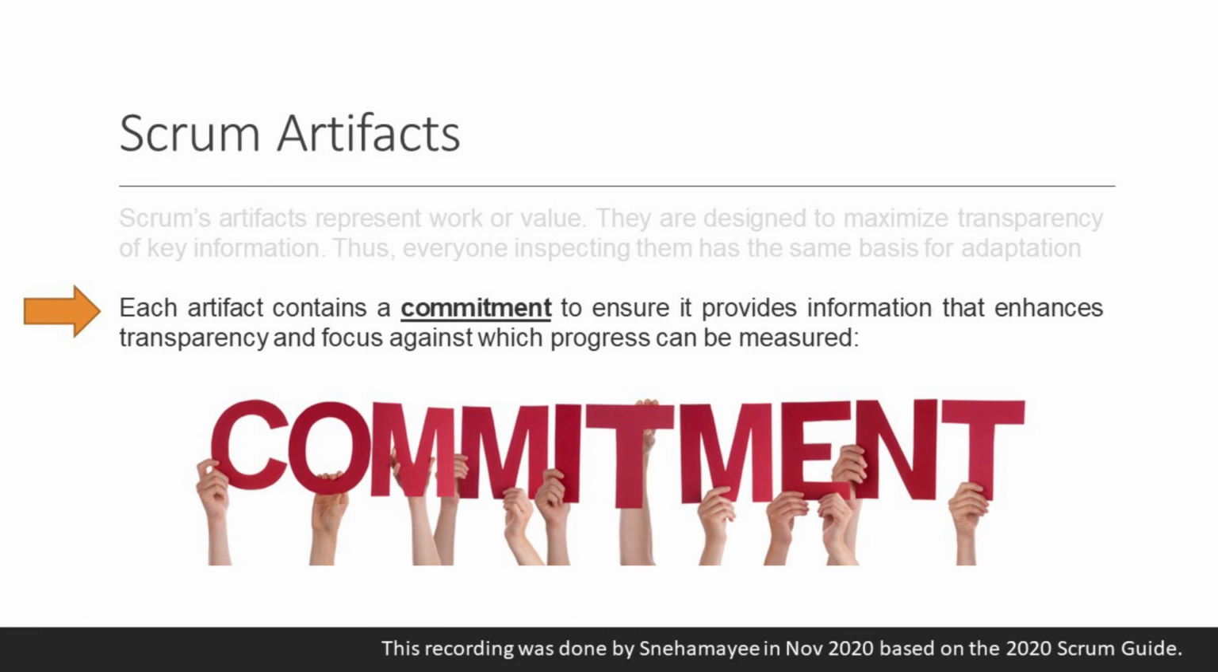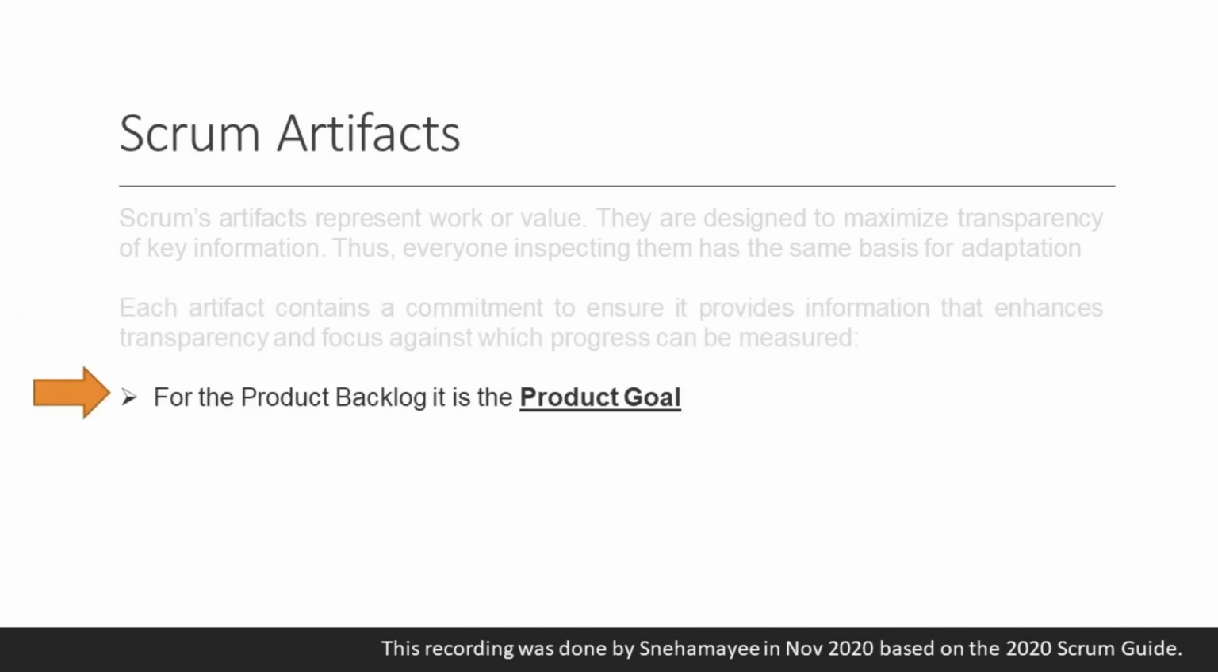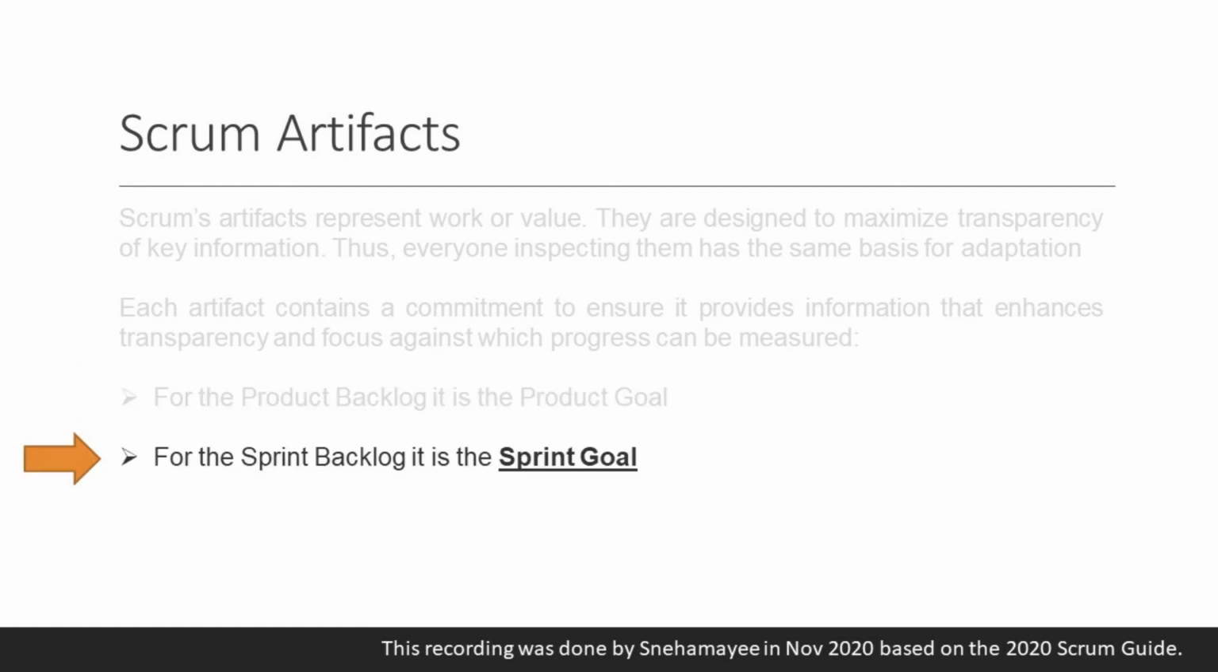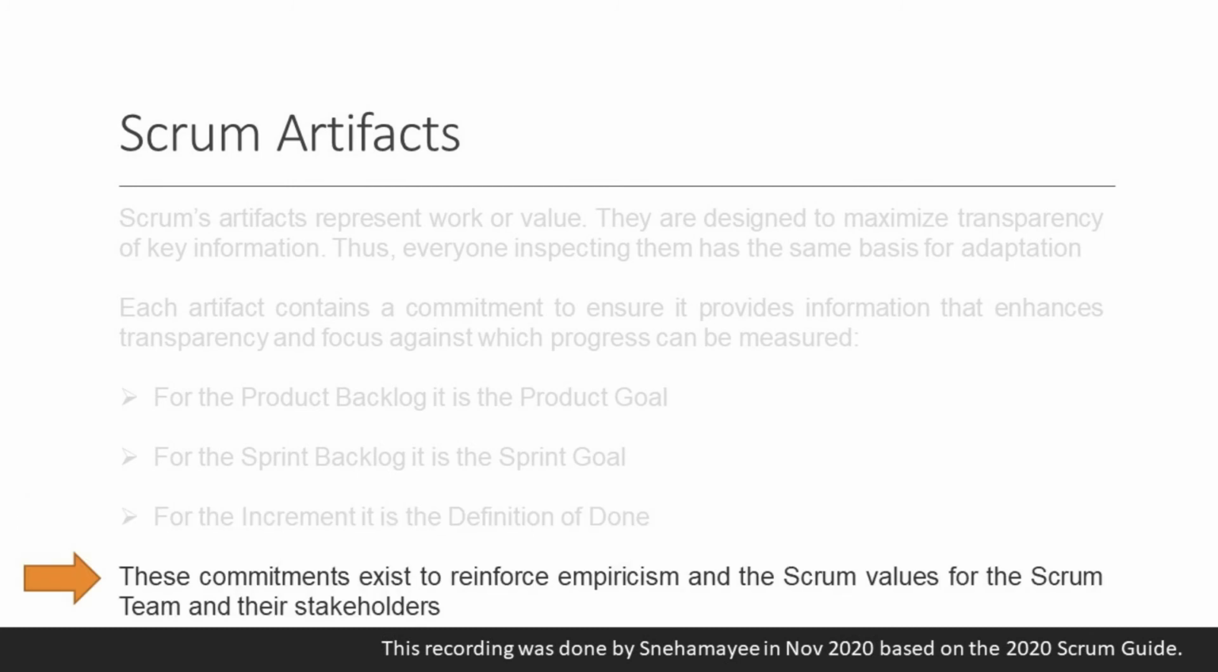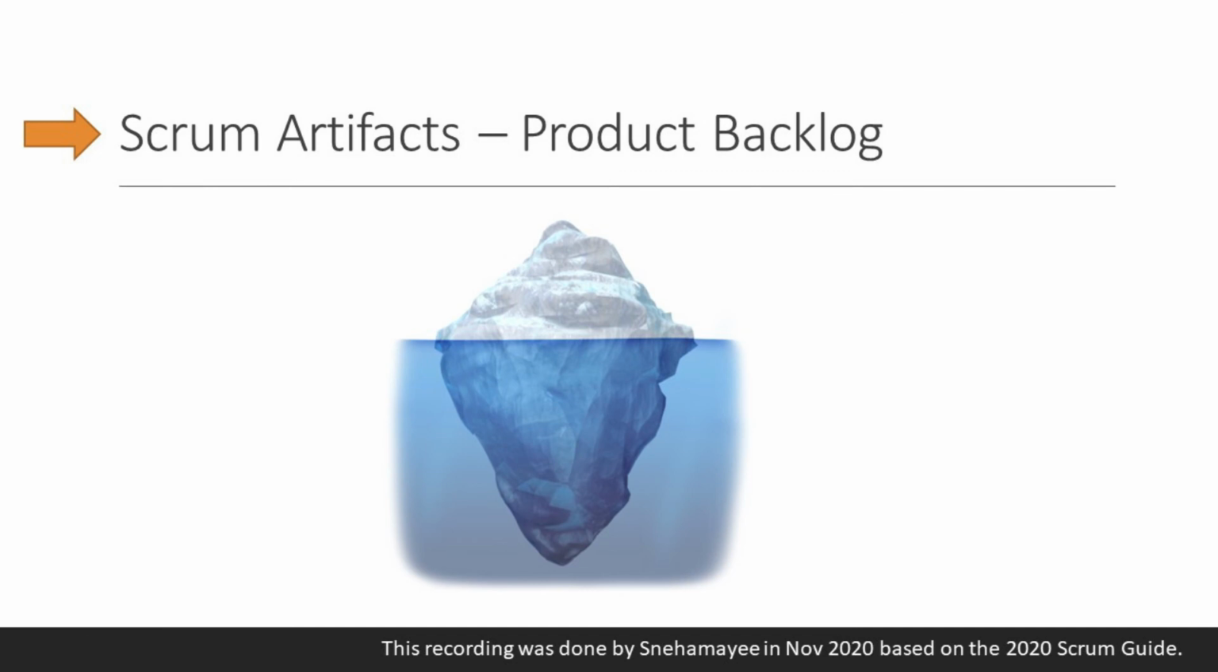Each artifact contains a commitment to ensure it provides information that enhances transparency and focus against which progress can be measured. For the product backlog, it is the product goal. For the sprint backlog, it is the sprint goal. For the increment, it is the definition of done. These commitments exist to reinforce empiricism and the Scrum values for the Scrum team and their stakeholders. Scrum artifacts, product backlog.